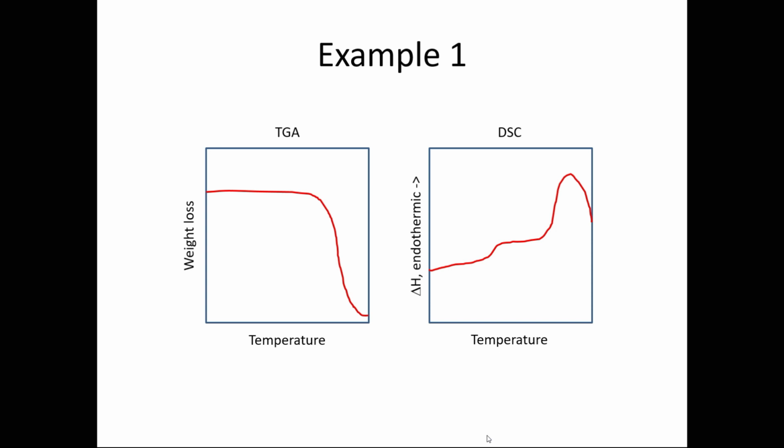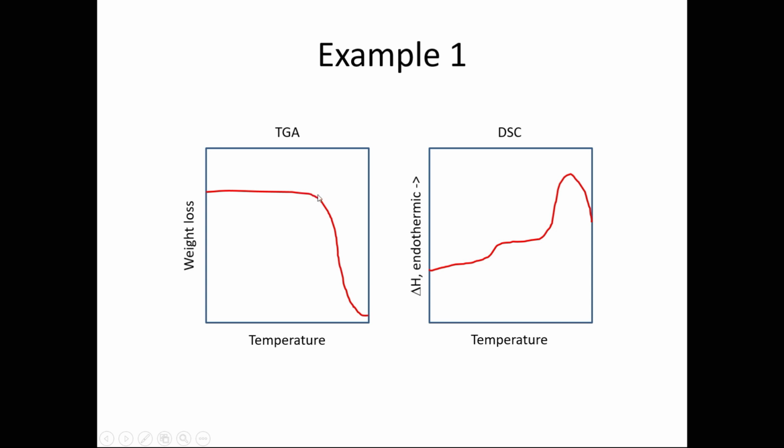Now let's go through several examples. So example number one. We have two diagrams. One is showing thermogravimetric analysis, and the second one is a DSC thermogram. So what do we see on TGA? We see that the material is thermally stable up to a certain temperature, roughly this temperature, and then it begins to lose weight, and this weight loss continues almost to the very end, so the material decomposes.